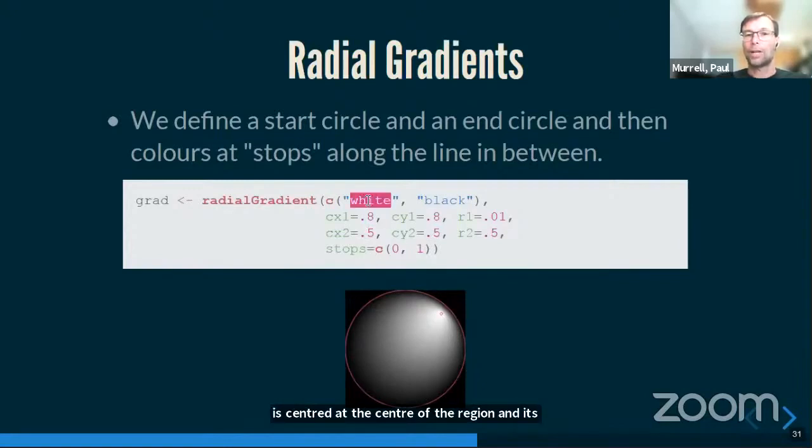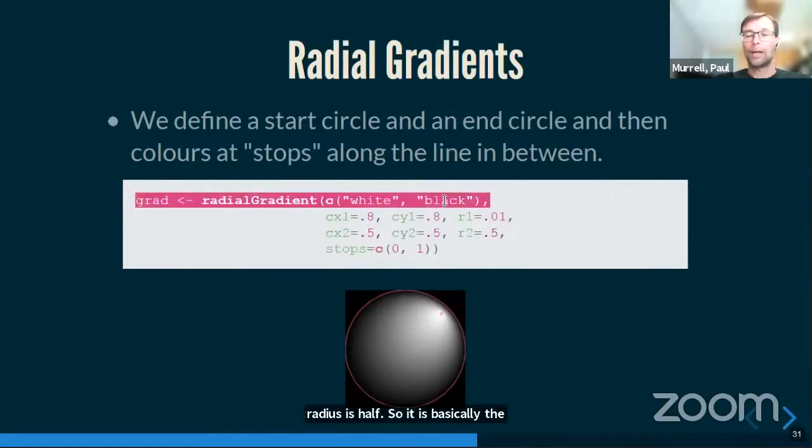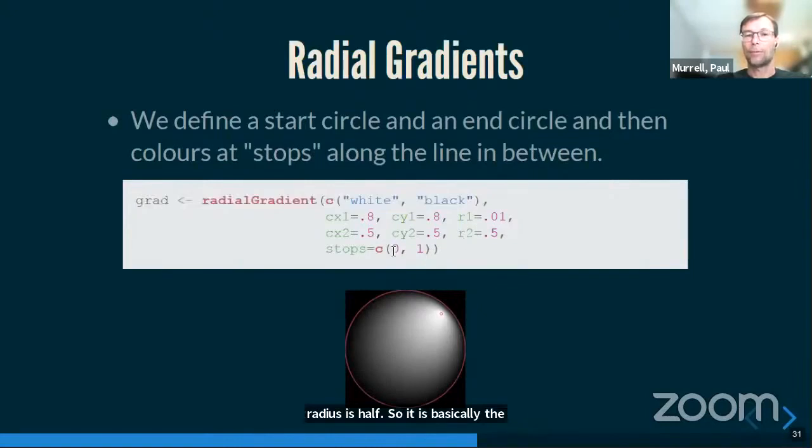This gradient starts at white, ends in black, and the start is the very first circle, and the end is the large circle, the second circle. And again, the system figures out what all the colors in between should be. You're not, of course, restricted to white and black. It's just my imagination that's restricted us to this in this case. Those can be any colors, any color specifications in R.